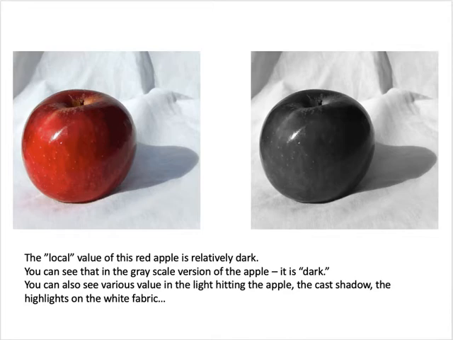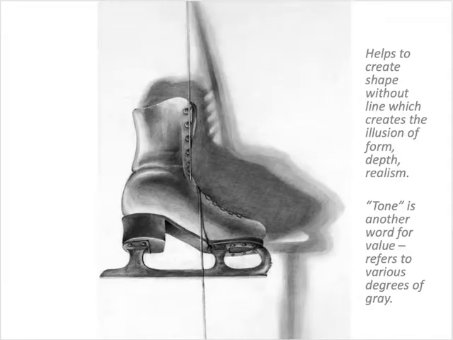You can also see the various value shifts that happen across the surface of the apple with the way the light is hitting it, right? So both of these concepts refer to value. A little bit of light value here, darker value over here, right? Dark value down here. You can sort of see the way that shifts across the apple in full color too.